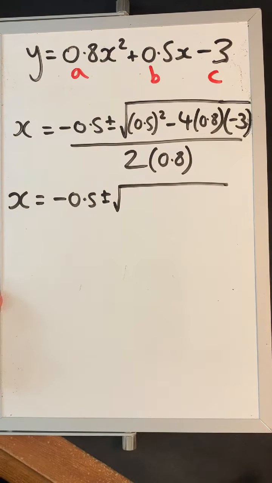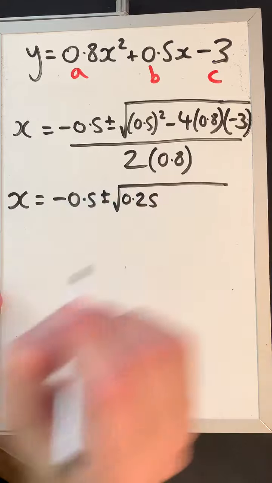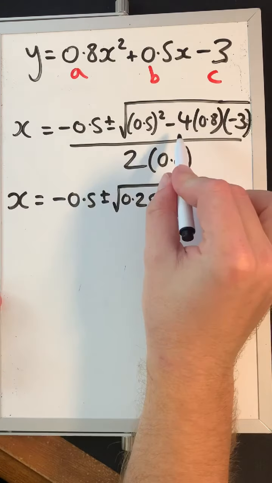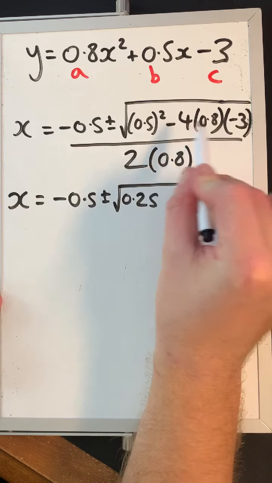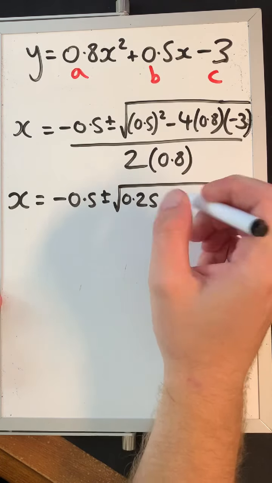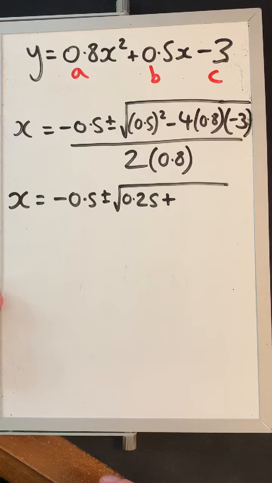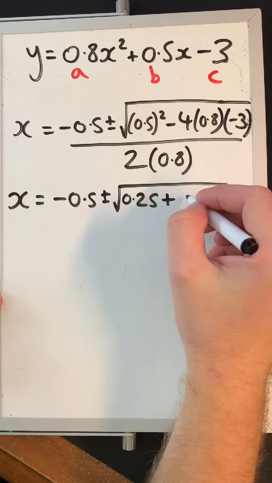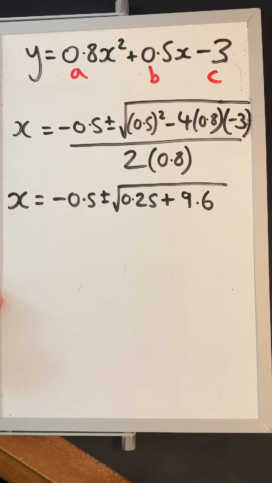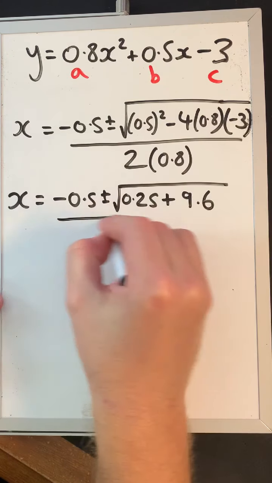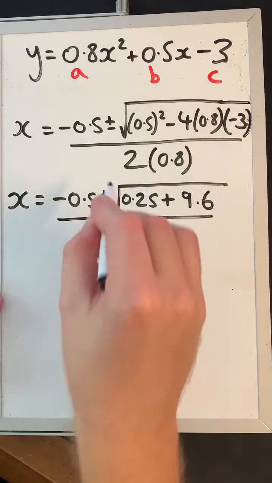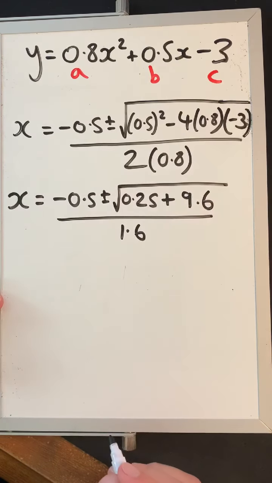So we've got minus 0.5, and minus 0.5 squared is 0.25. And then we've got minus 4 times 0.8 times -3. So we're going to have a negative times a negative there, which will mean that we end up with a positive. And the number we get is 9.6. Okay, so do that in a calculator. And 2 times 0.8 is 1.6.